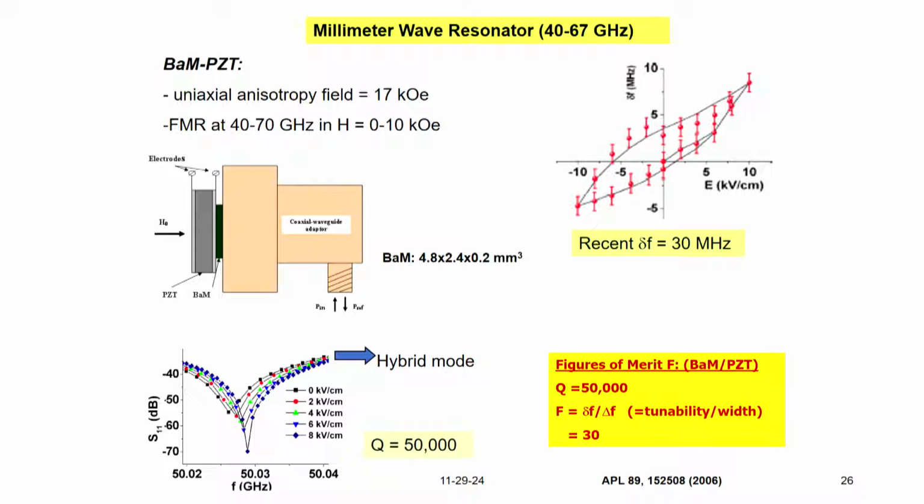The bilayer is placed at the open end of this chart, and then you excite this with microwave power from a vector network analyzer, and this is the FMR profile for the resonance in barium ferrite for a series of electric fields. It's rather small tunability, about 10 megahertz for a field of 10 kilovolt per centimeter, but it has extremely high Q value for the resonance. It's close to 50,000. So, the figure of merit is still reasonably good. The figure of merit is 30. That's not so bad. Okay.